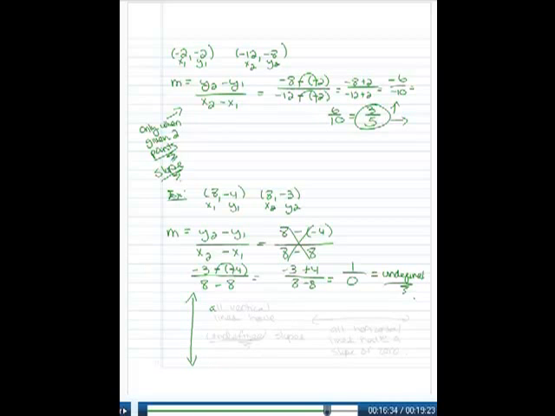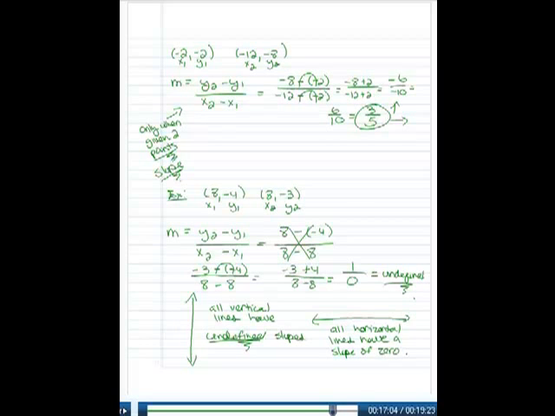All vertical lines have undefined slopes. All of them. Every last one of them. Which brings us to another special case. Horizontal lines. All horizontal lines have a slope of 0.